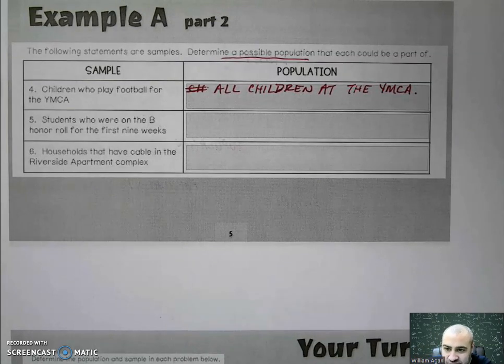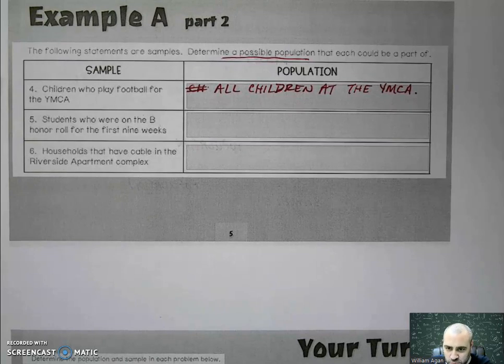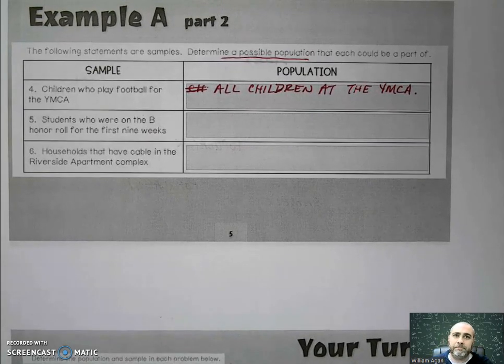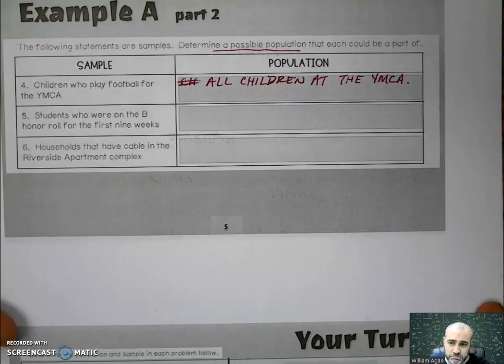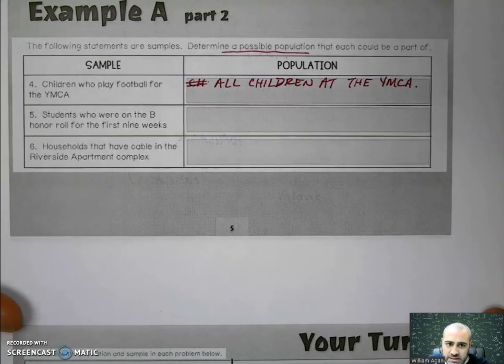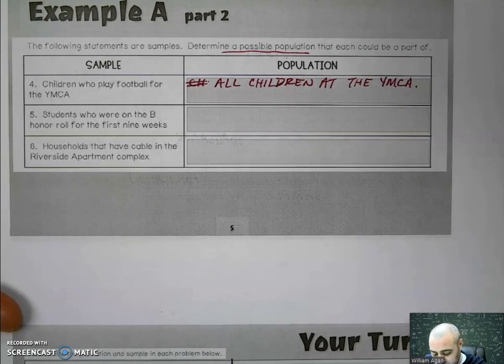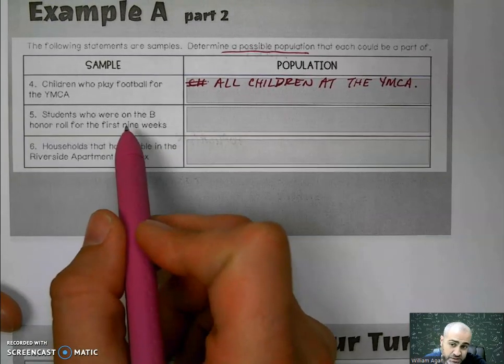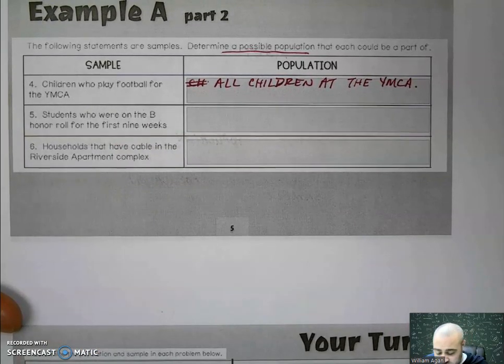Okay, number 5 says students who were on the B honor roll for the first 9 weeks. Okay, so that's the smaller group. We need to think of the bigger group that those students belong to. Okay, how about all the students that passed for the first 9 weeks? Okay, this would be a group inside of that group. So, yeah.